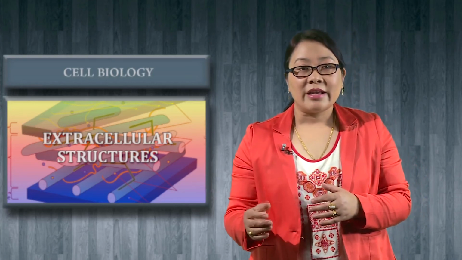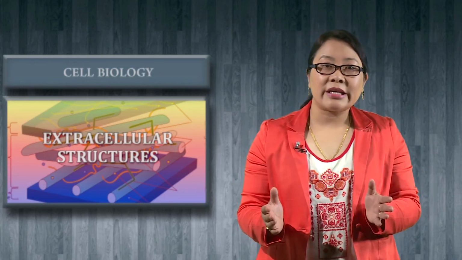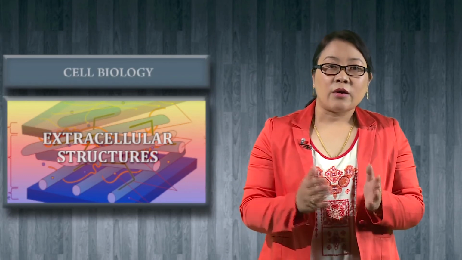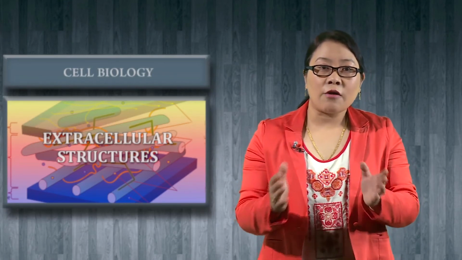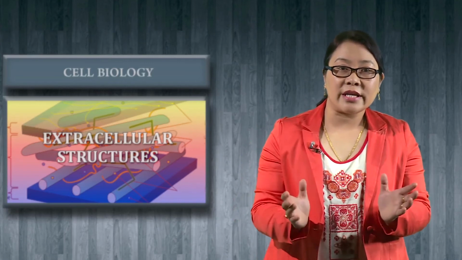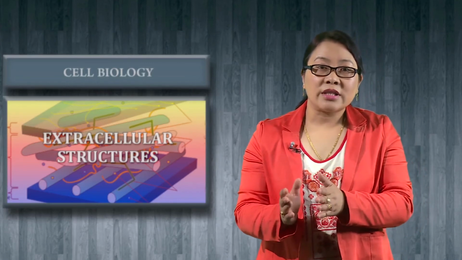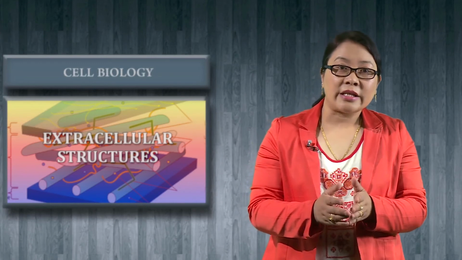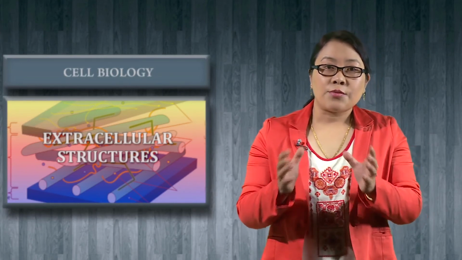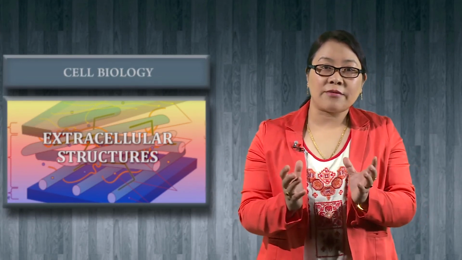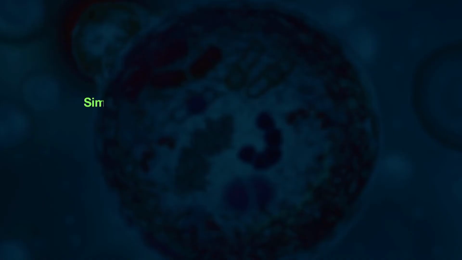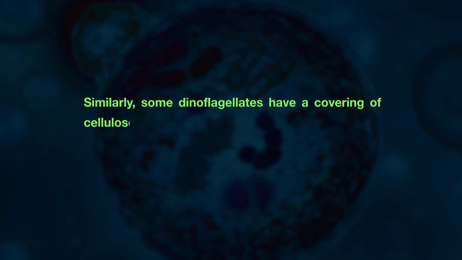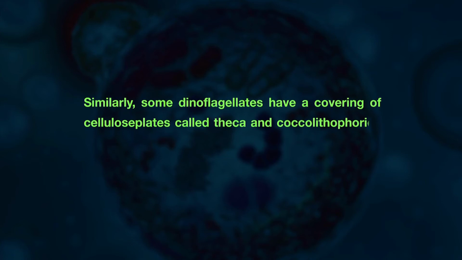On the other hand, the cells of many green algae and some red algae also secrete a skeleton of calcium carbonate around their cells, while some golden algae, ciliates and choanoflagellates produce a protective shell-like outer covering called lorica. Similarly, some dinoflagellates have a covering of cellulose plates called theca, and coccolithophorids have coccoliths.